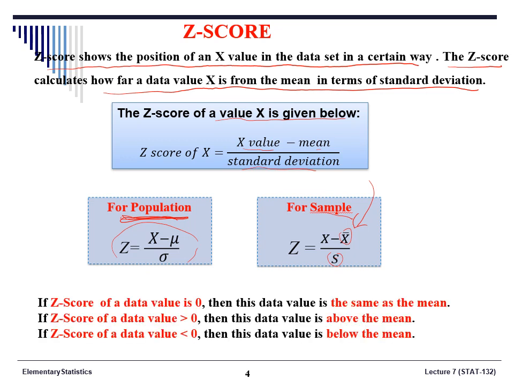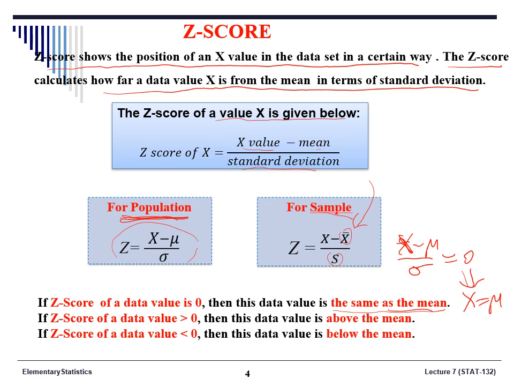Now, one other thing is, if the z-score of a data value is 0, then the data value is the same as the mean. It is easy to see here. If x minus mu divided by sigma, which is the z-score of x, is equal to 0, you can say x is equal to mu. The data value you took, x, is equal to the mean.